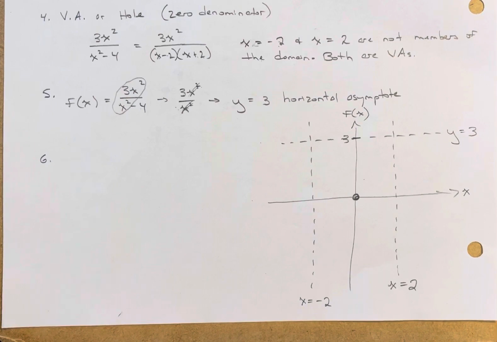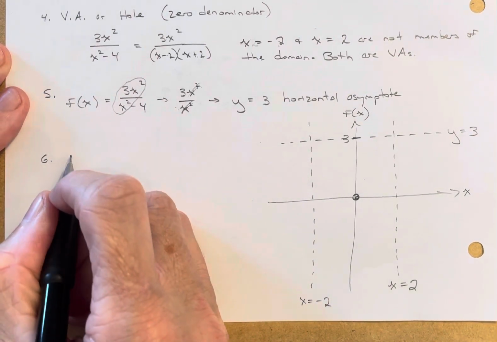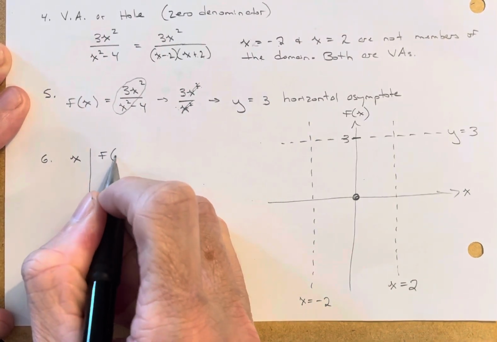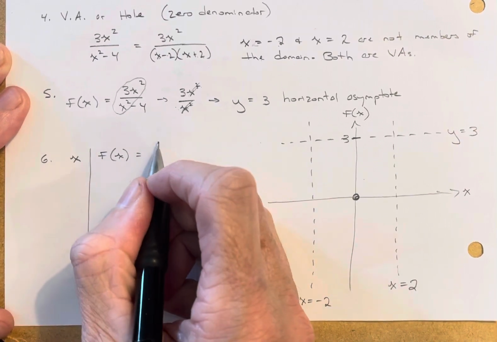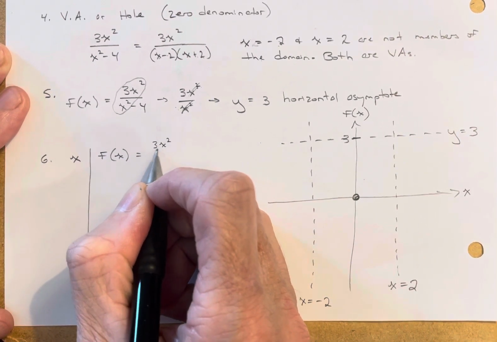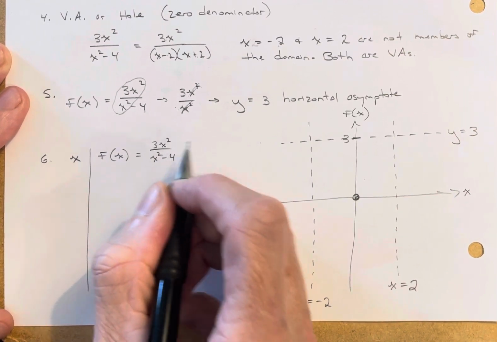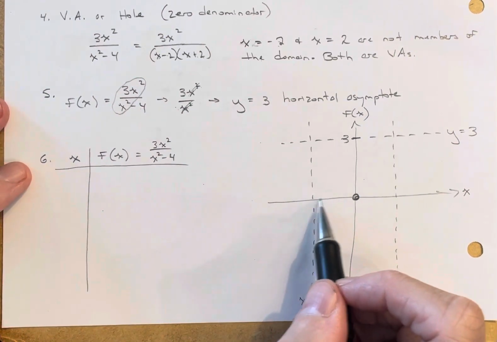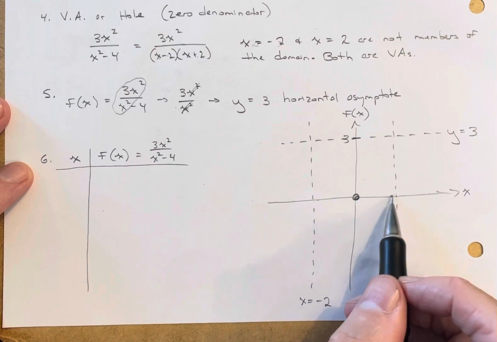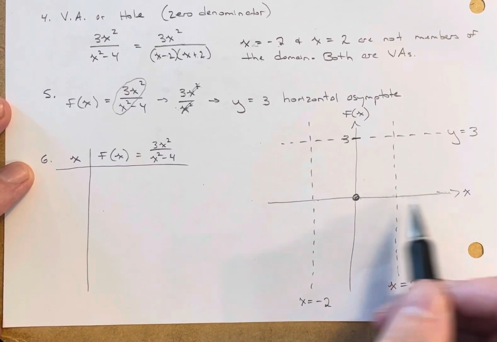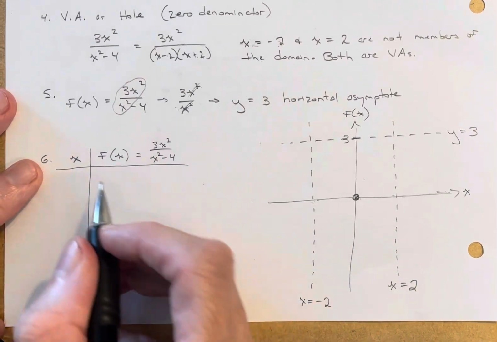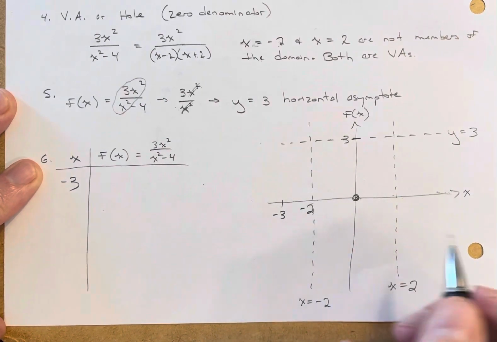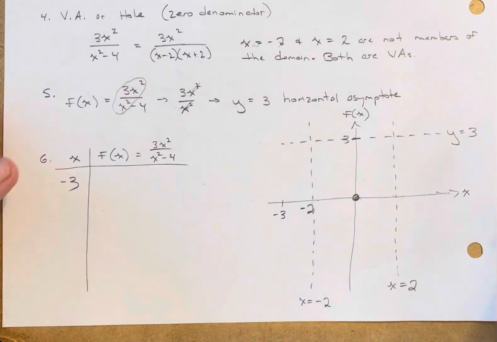Now I've got to come up with what this thing looks like. So let's see here. I need to put in some other points. So f of x is 3x squared divided by x squared minus 4. Let's take a look here as we plot some points. We want points between the vertical asymptotes and the x-intercept in this case, and beyond, and see what's going on. So let's choose -3 because that's over here. Remember, this is -2.